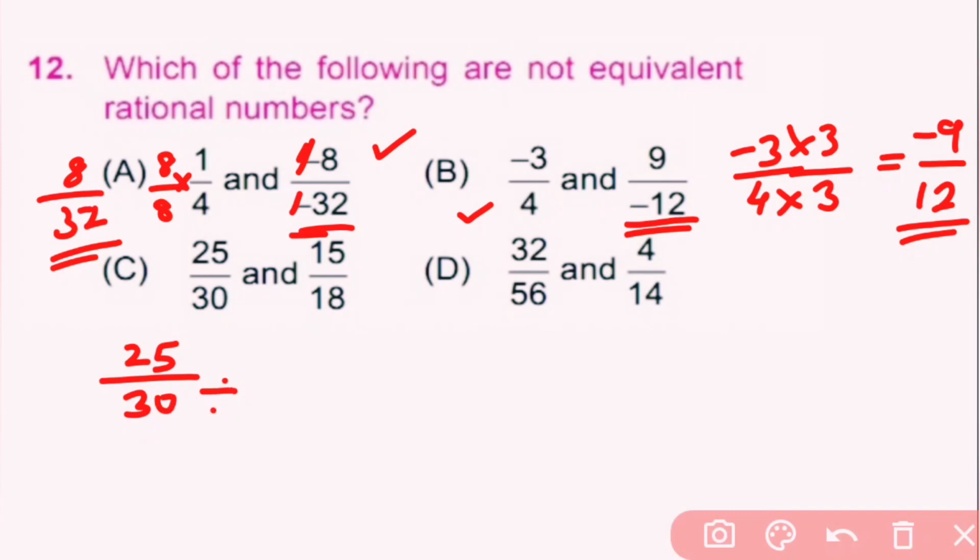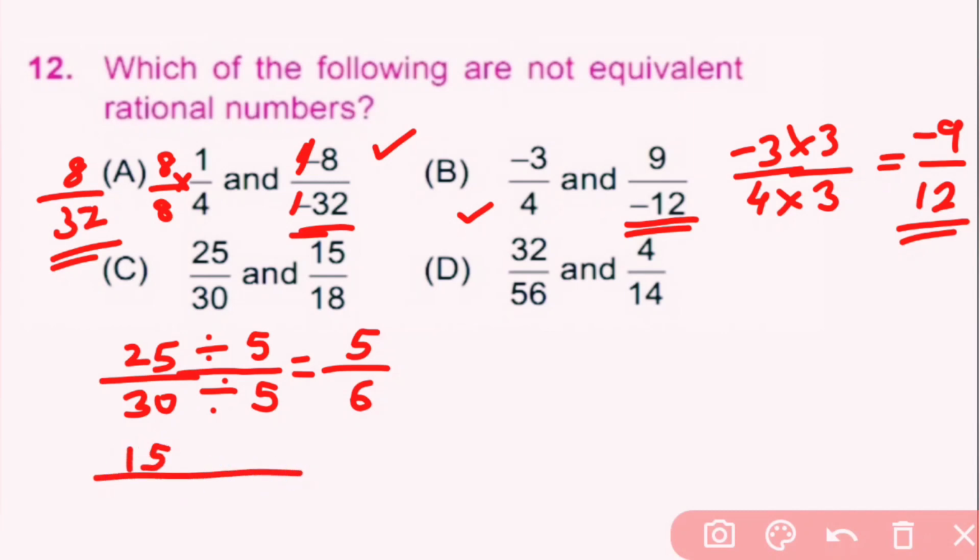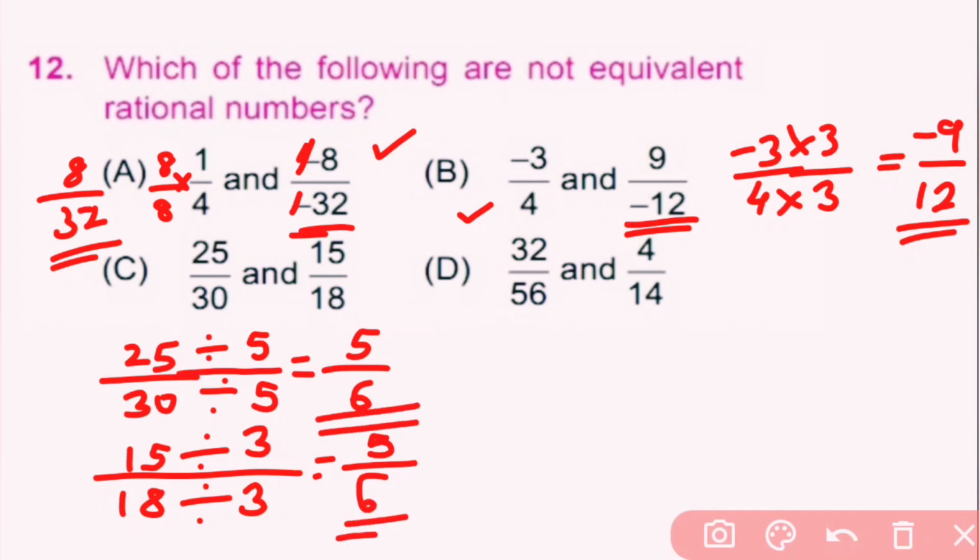Option C, 25 by 30. Here we divide both numerator and denominator by 5. So 25 divided by 5 is 5 and 30 divided by 5 is 6. And here 15 by 18 we divide by 3. So it will also be 15 divided by 3 is 5 and 18 divided by 3 is 6. So these both are same. So option C is also equivalent.